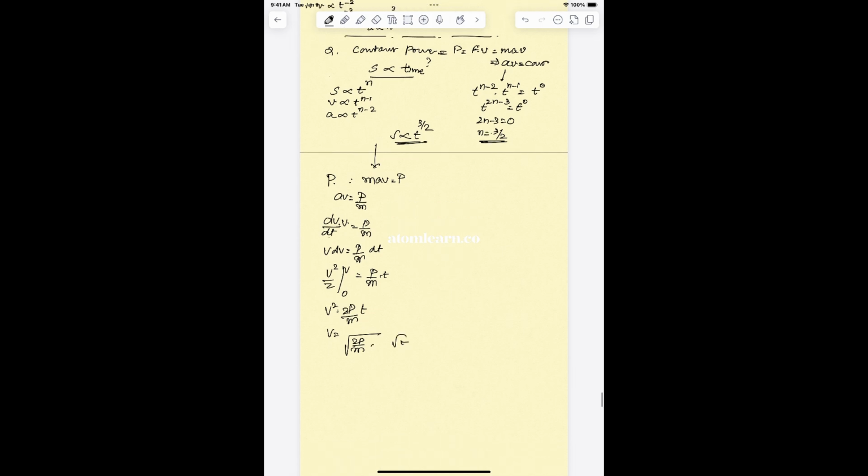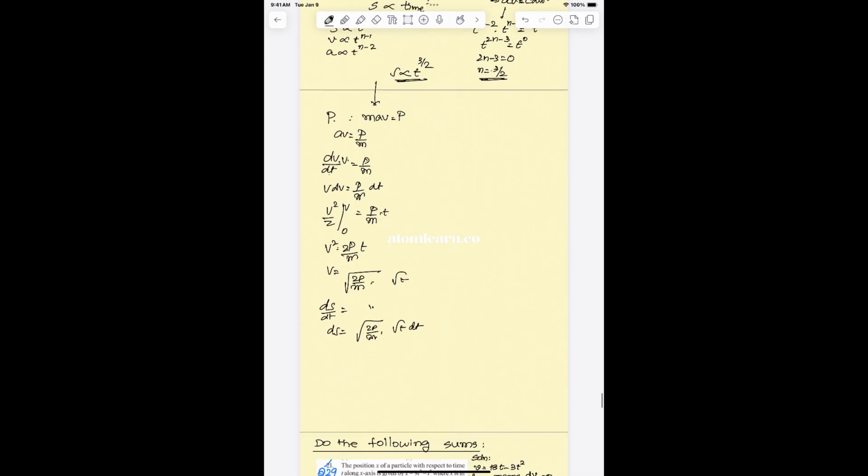What is dv? dv equals ds by dt, equal to so much. Therefore, ds equals root of 2P by m times root t dt. Then integrate again, you get s equal to how much? Root of 2P by m is constant and remains. This is t power 3 by 2 by 3 by 2. Therefore, from here you can say the proportionality is like this.